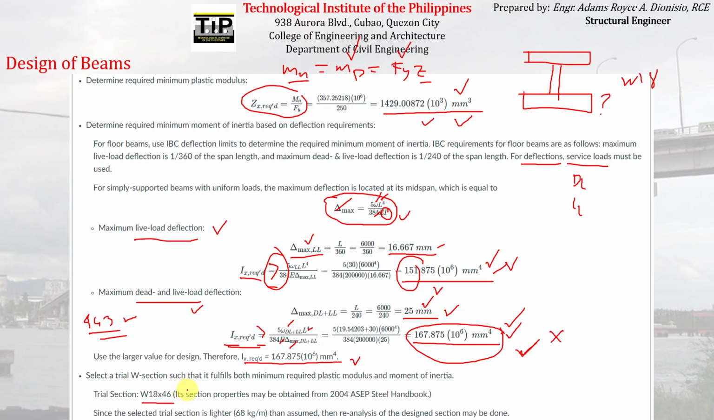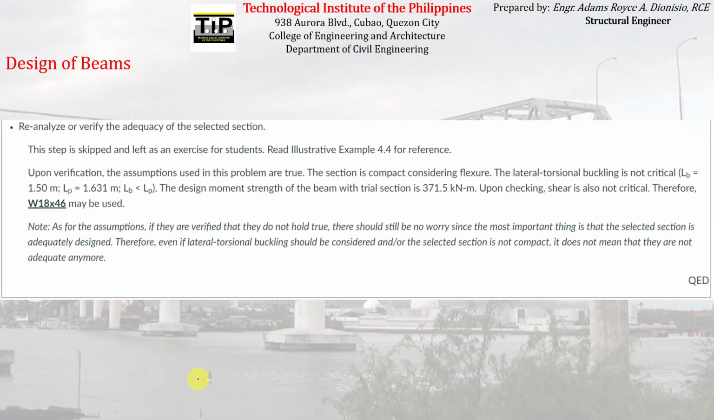So you can just repeat the procedure that we have done on the previous topic, the analysis of beams. You can just repeat the procedures there and analyze the trial section, the W18 by 46. Analyze it and then find its nominal moment capacity and then multiply it by phi and then compare it to Mu that we have computed a while ago, so that this product must be greater than Mu or equal at least.